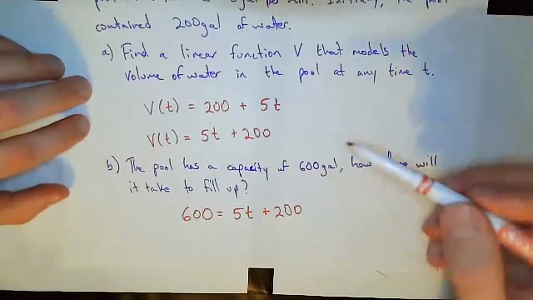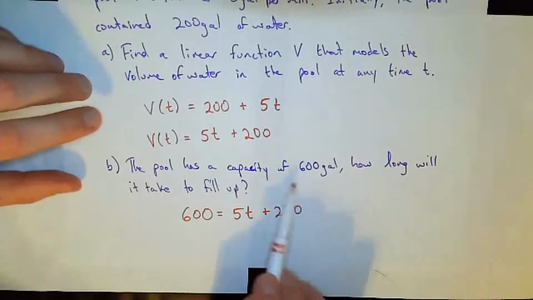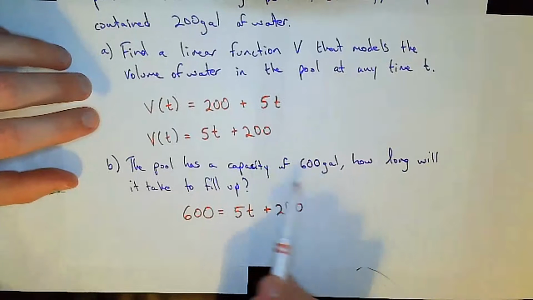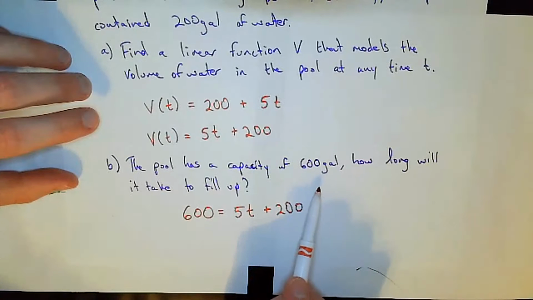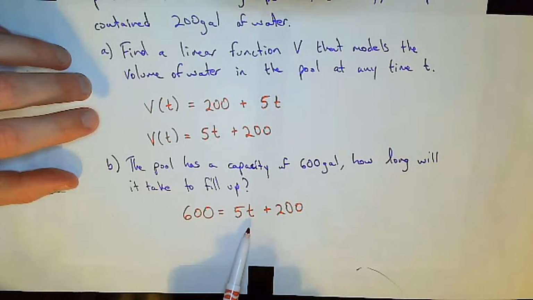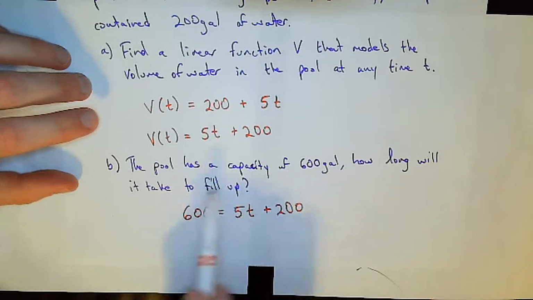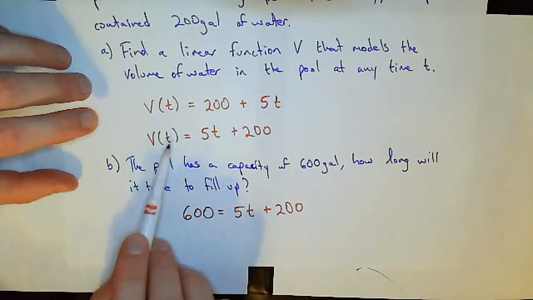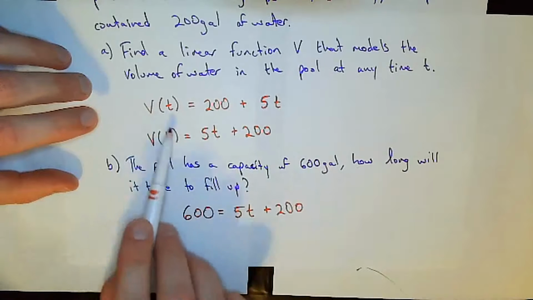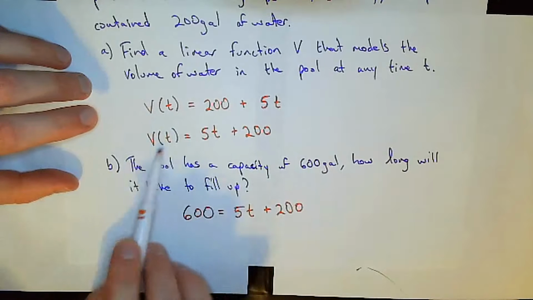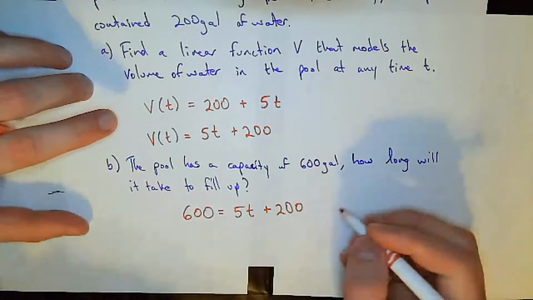My volume is 600 gallons. They're giving me the output of the function and asking for the input. And this is how you set that up. You literally replace the name of the function, which is standing in for the output, with 600, and now we're going to solve for t.